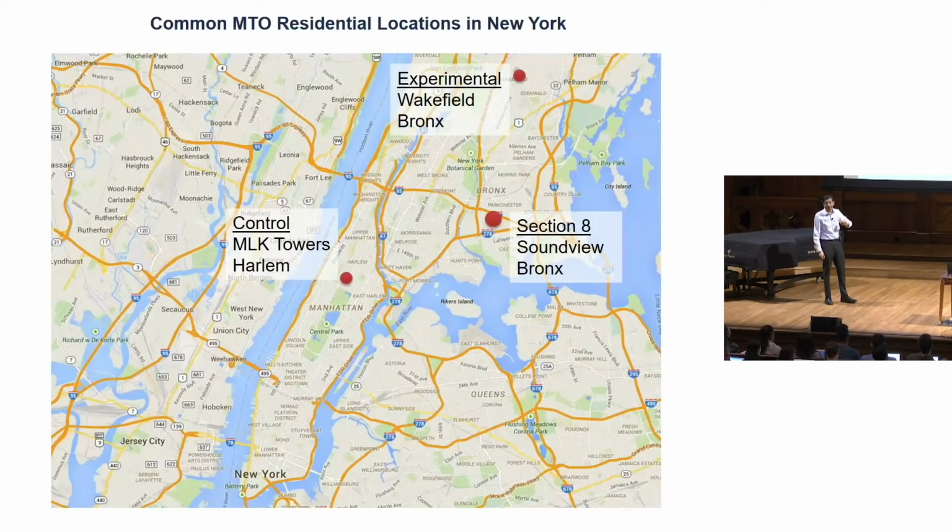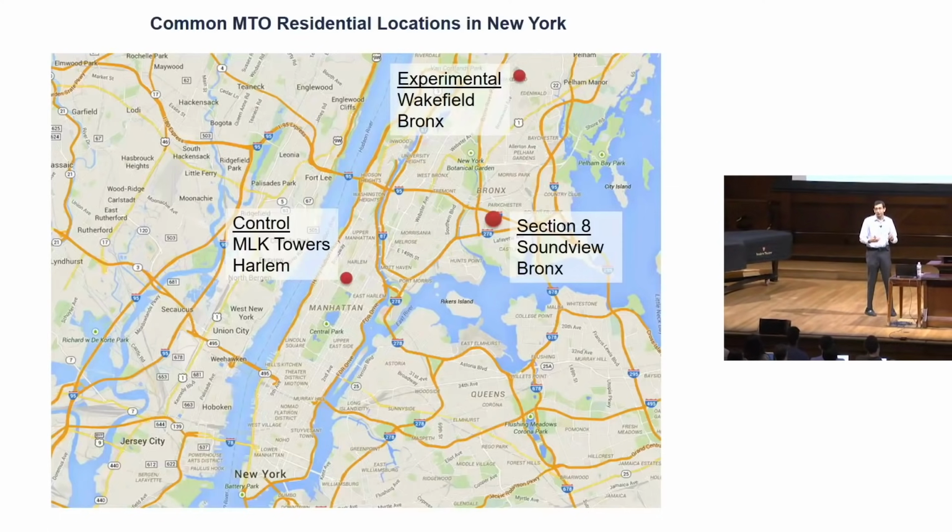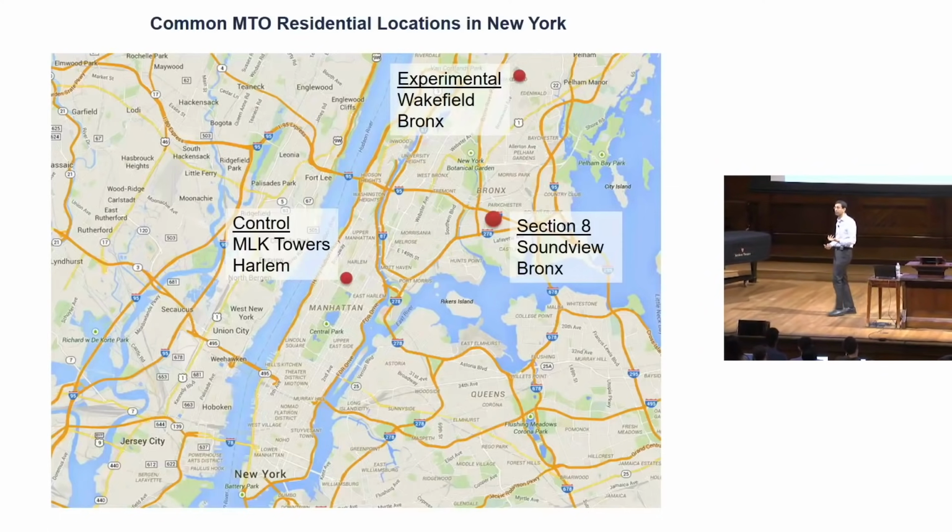Then you've got the Section 8 group. Those families could move wherever they wanted. Typically, they moved to a place called Soundview in the Bronx, which is about 6 miles away from Harlem. And then the experimental group, remember, they had to move to these lower poverty areas. They again moved to a variety of different places. The most common place to which they moved was a place called Wakefield in the North Bronx. That's about 10 miles away from the MLK Towers. So these are really short distance moves, in the grand scheme of things. You're talking about people moving a few miles away from where they were before.